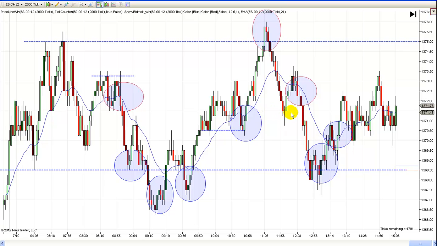That shows you how many people got trapped right there. That big a strong move that went straight back through the EMA, hardly checked up and kept going. I guarantee you there were a ton of trapped traders right there.